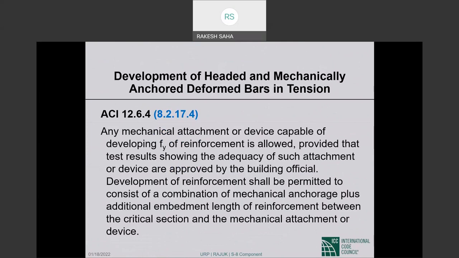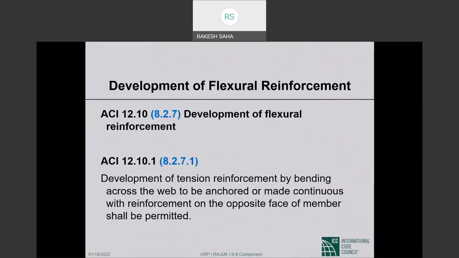Okay, any mechanical attachment or device, not just heads, capable of developing f sub y of reinforcement is allowed, provided that test results showing the adequacy of such attachment or device are approved by the building official. Development of reinforcement shall be permitted to consist of a combination of mechanical anchorage plus additional embedment length of reinforcement between the critical section and the mechanical attachment or device. So all we are saying here is that it doesn't have to be a head. It can be some other mechanical device as long as there are test results to show that it works.